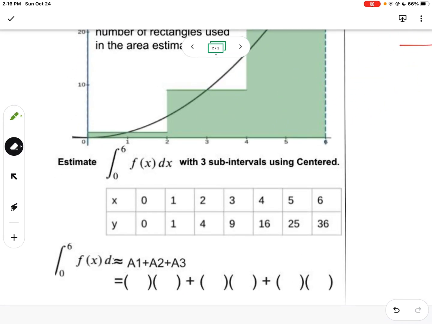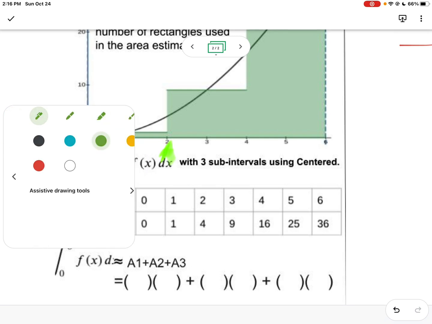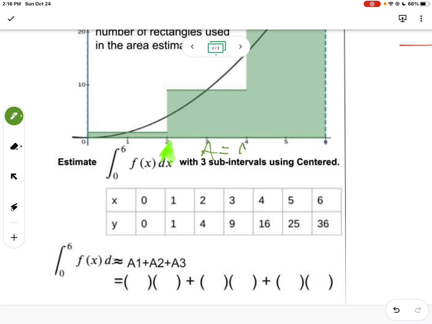By the way, the area of each rectangle is delta x, that's the base, and then the height is the y value, f at x, right? So it's delta x times f at x.